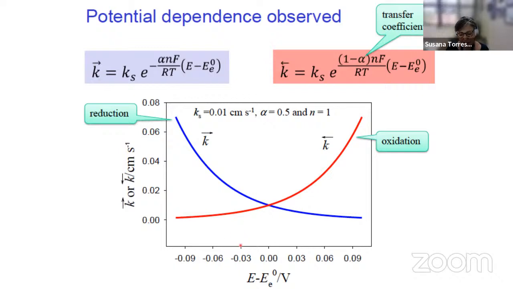And obviously, you can see that for negative potentials, or negative overpotentials, because here we have the overpotential, the forward rate constant is higher. So the speed is higher. And we have exactly the same, but for the oxidation, when we have positive overpotentials. How can we explain this change in the value of the rate constant with change in the potential?